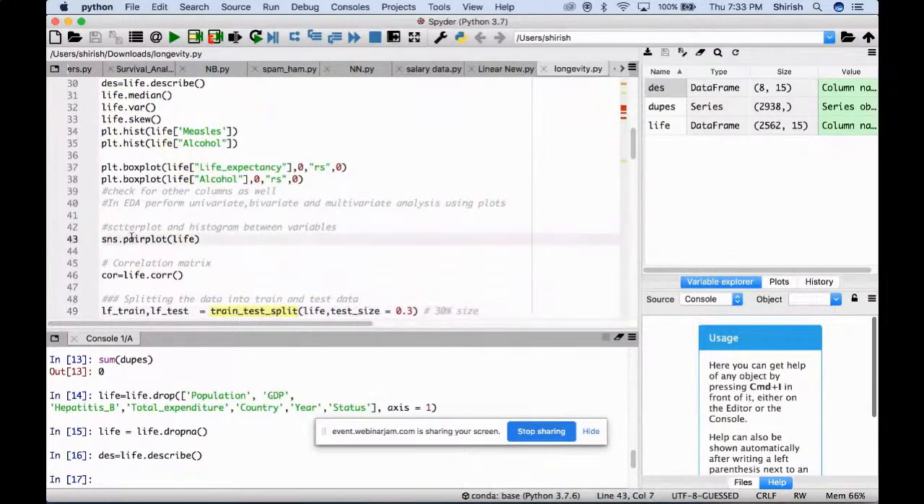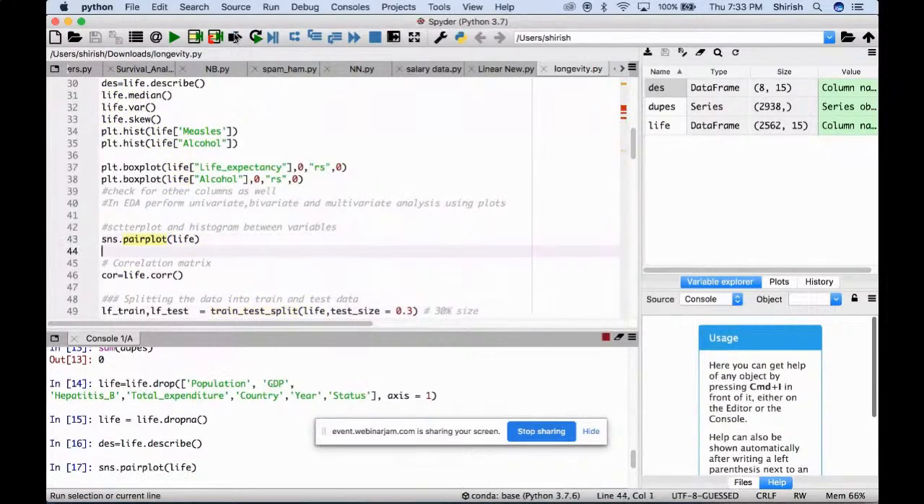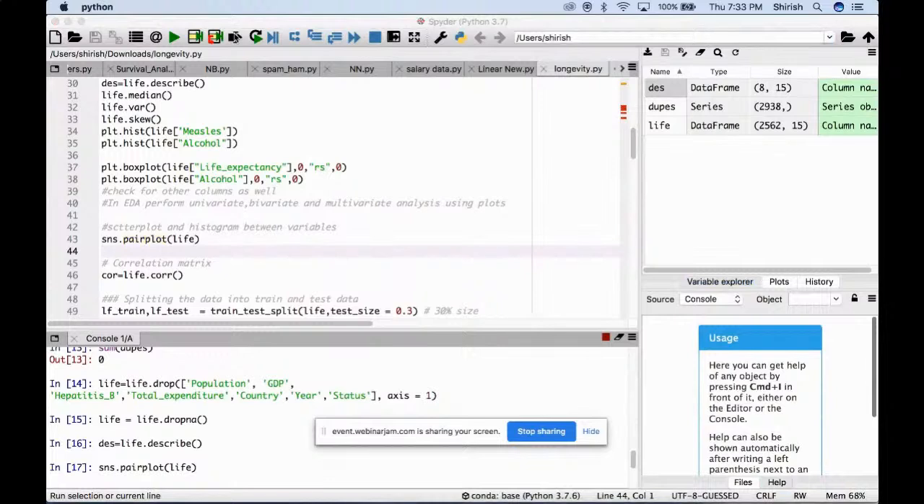If I do a pair plot of this, it takes time because I have so many observations with 22 variables. See here, actually I was having around 2,600 observations. Removing all those null values and duplicates, now I am left with 2562. It's running here. Let's wait.